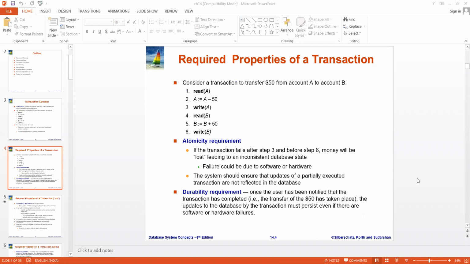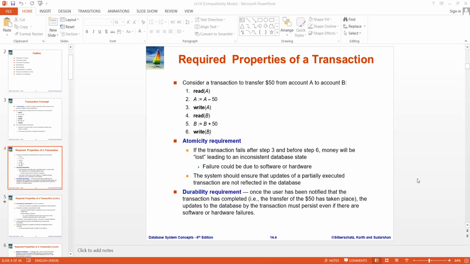So now coming to the next, what is here? Consider a transaction of $50 from account A to account B. So the same code, in terms of accounts. If the transaction fails at step 3 before step 6, money will be lost. This is what we discussed, right? So failure could be through software or hardware. We don't know. The system should ensure this. So the technique also I told you: commit, rollback.